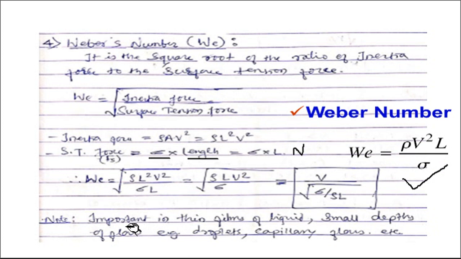This Weber's number is important in thin films of fluid, where the liquid has a very thin film and a flow takes place, or the cases where the depths of the flows are very small, like a flow of a sheet of the fluid, shallow depths of the flow. Examples of thin film fluids are droplets, capillary flows, and sprays of the fluid. In those analyses, Weber's number is important.